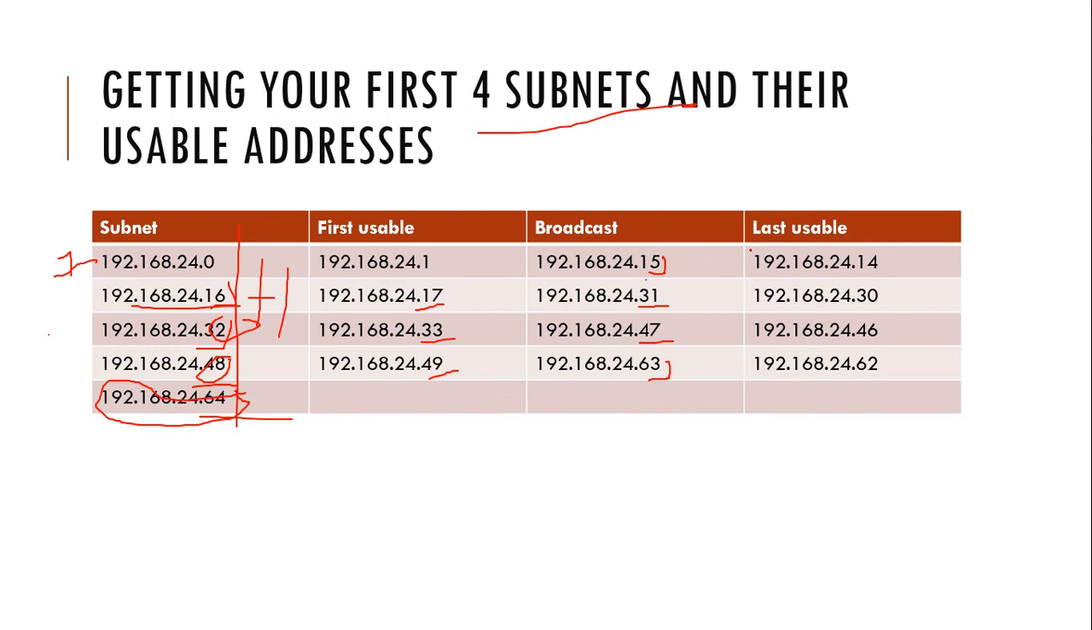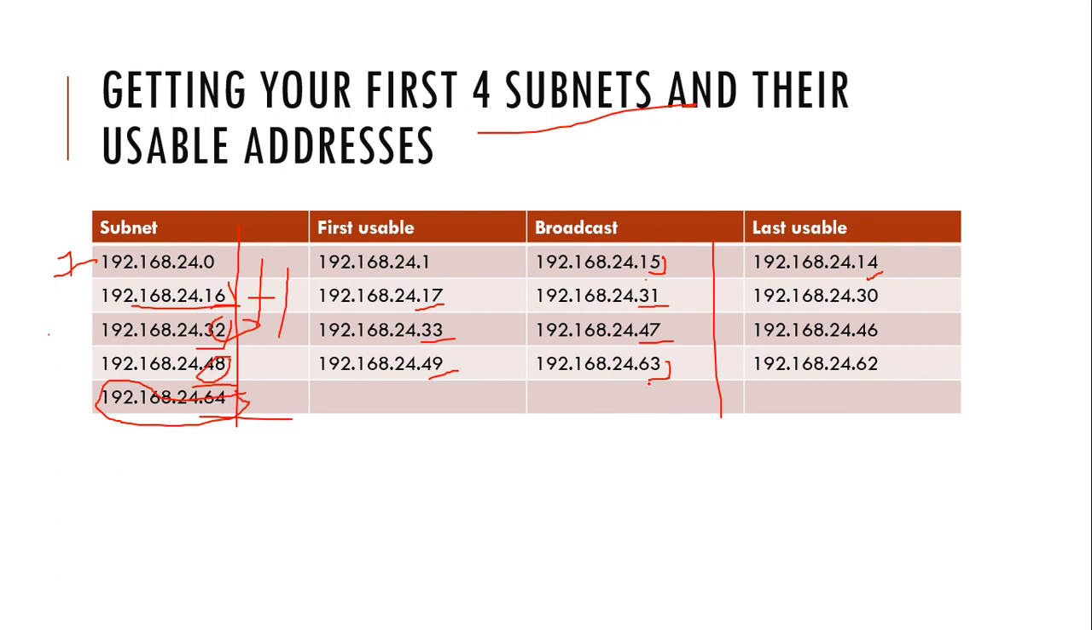Okay, it's also easy to get your last usable if you already got your broadcast. What do you do? You just subtract a 1 from your last octet. As you can see, it was a 15, then now it's a 14, 31, 30, 47, 46, 63, 62.